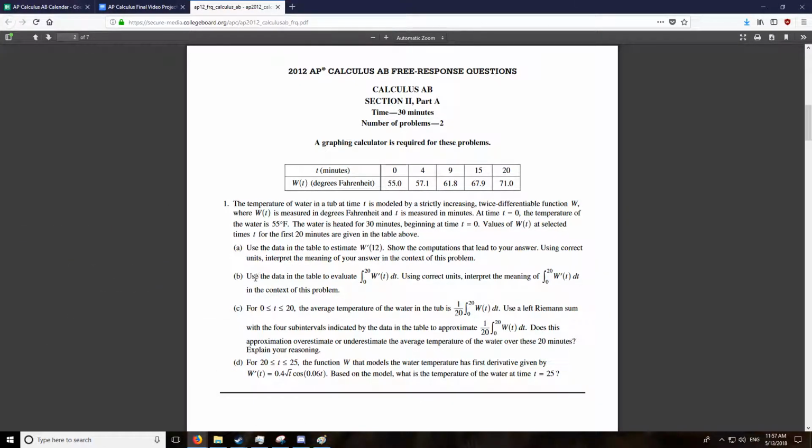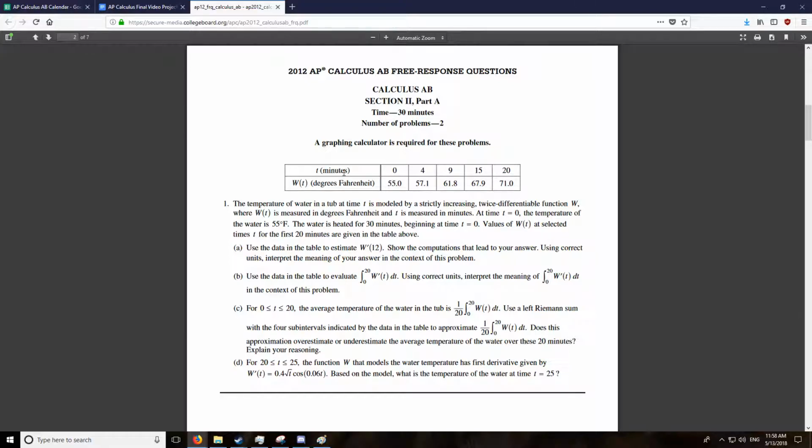Now for part B. Use the data in the table to evaluate the integral from 0 to 20 of W prime of t. Interpret the meaning of this in the context of the problem. The integral of a derivative cancels it out, so it just ends up being final minus initial, or the total change.